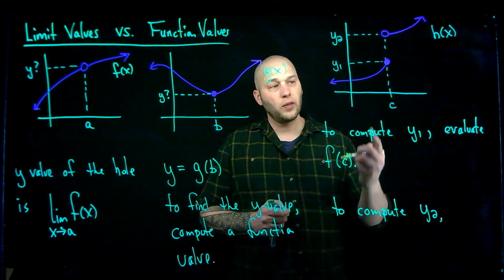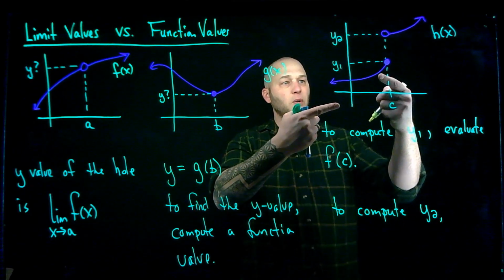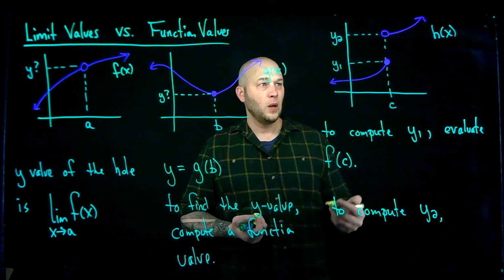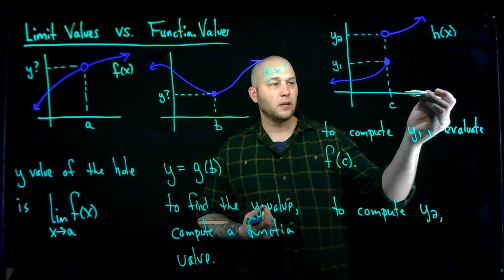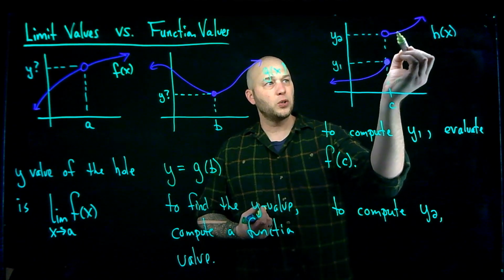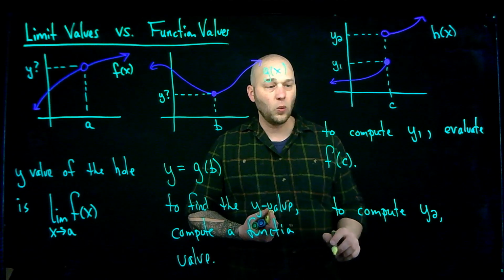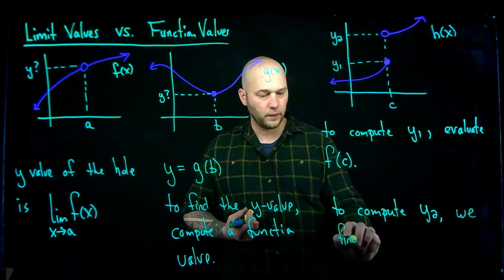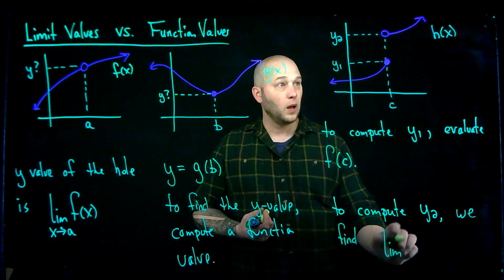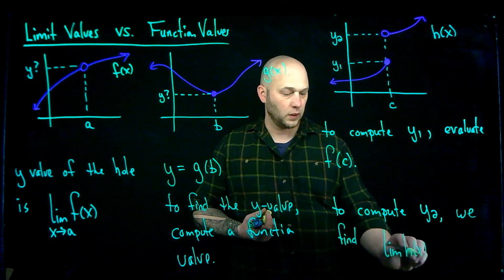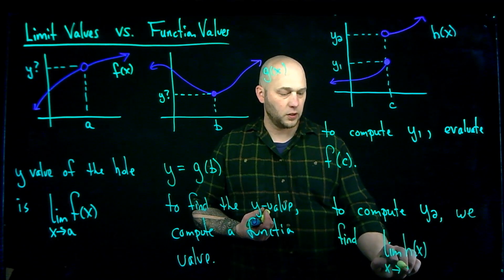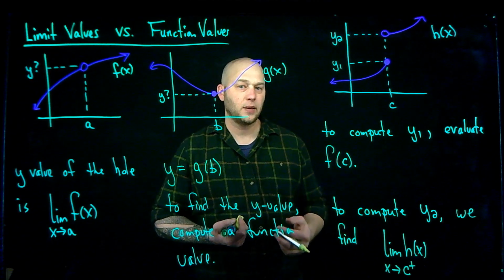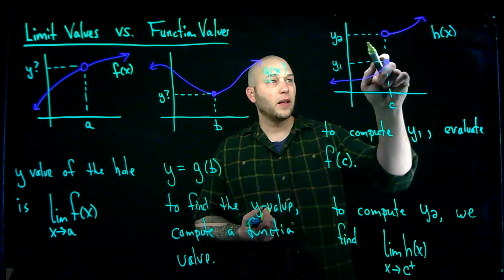But notice for this graph that the function values approach different y values if I come from the left of c versus the right of c. So what I want to do is come from the right-hand side of c. I want to be on this graph approaching this open circle. So to compute y2, we find the limit of that function as x approaches c from the right. Okay, so we compute what's called a right-hand limit. And that'll give me the y value of that open circle.